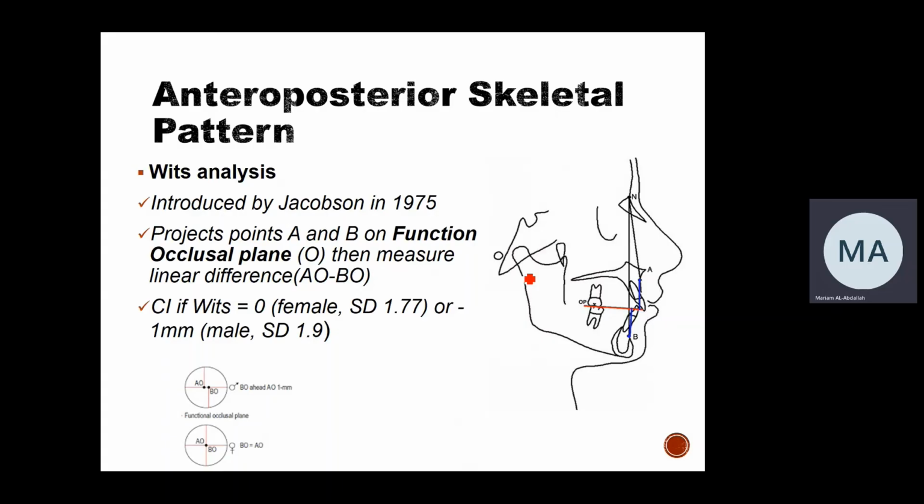Finally, the width analysis that was introduced by Jacobson in 1975 is based on the functional occlusal plane. So this is the functional occlusal plane. We drop a perpendicular to this line from the A point, and we drop a perpendicular from the B point to the same line. And then in females, it should be almost 0. They should be coincident. This is for females. And for males, usually it's at -1. The A perpendicular is usually behind the B perpendicular. This is the average, okay?